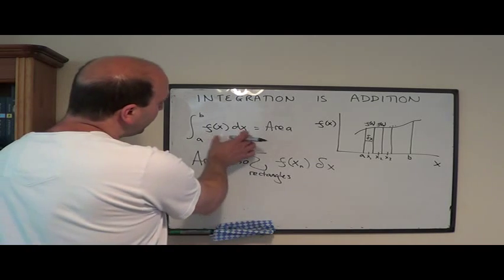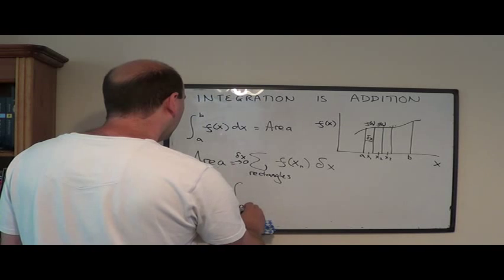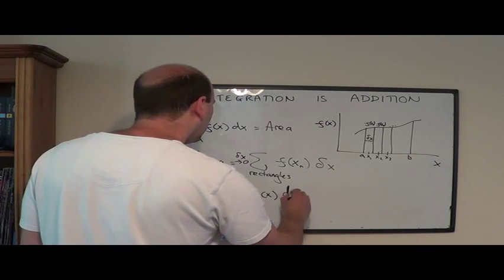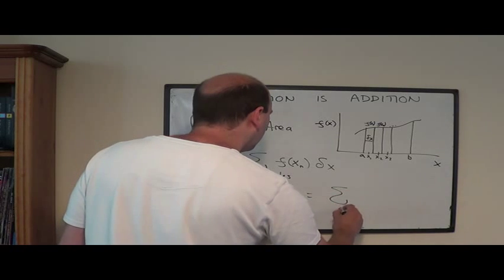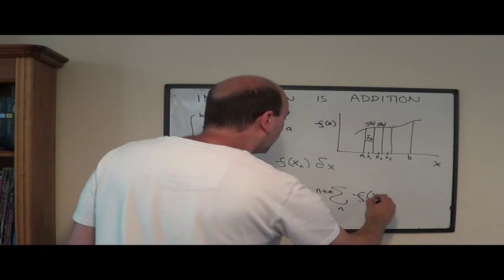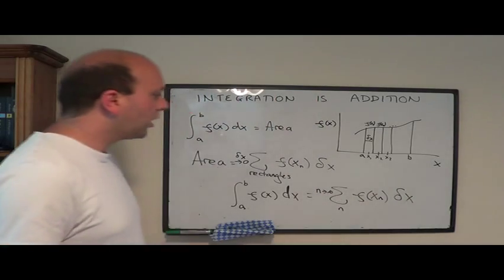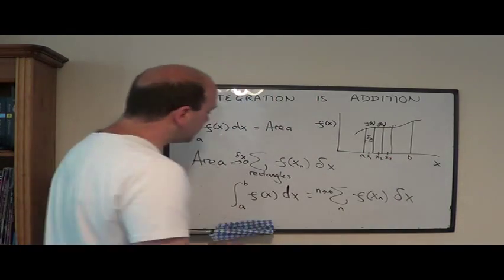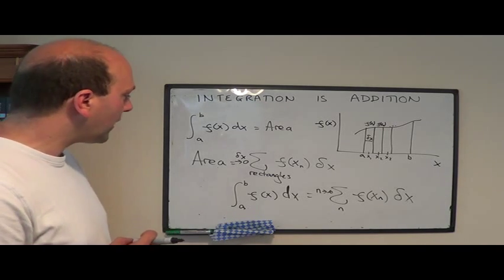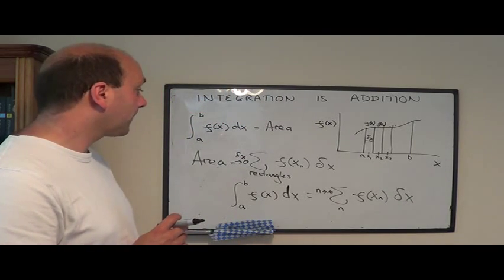Okay, but now we can see from the first and second line that we have the key result, which is that if you want to add up f(x_n) delta x over some range, such as this, then you can get that answer by integrating. And that's what we will use throughout this course in order to do these sorts of sums.